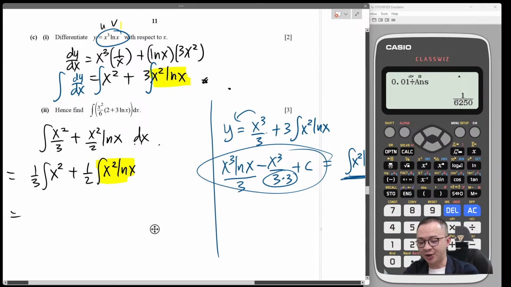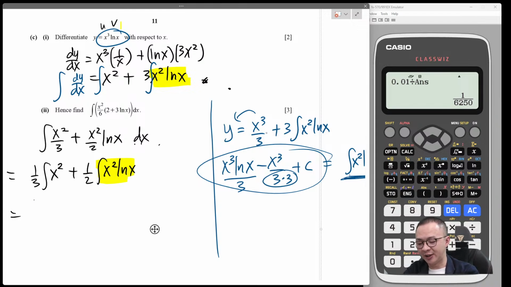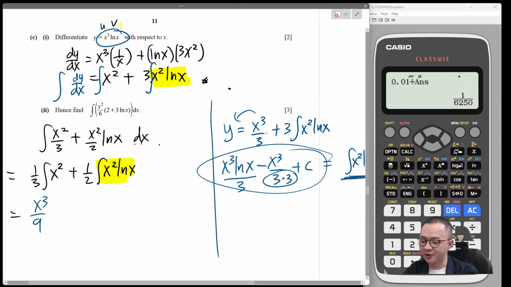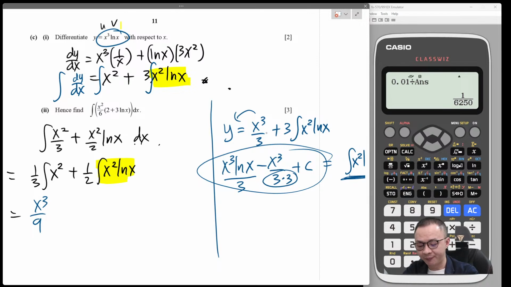This one is x cubed. x cubed divided by 3. This one will give me x cubed over 9. After you simplify, you should get this one. Okay, this is 1 over 2. Then this one is what? x cubed ln x over 3 minus x cubed over 9 plus c.